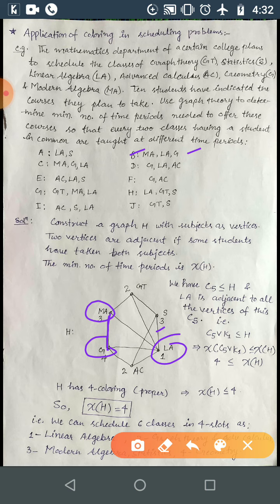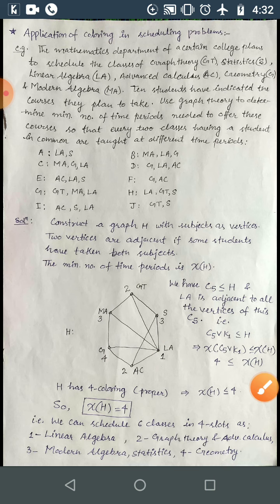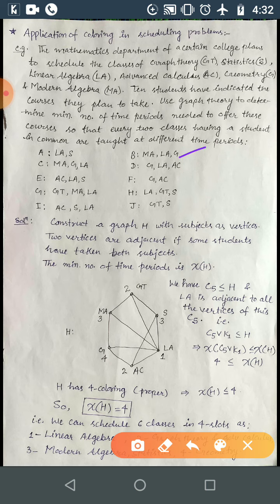So G and LA also have a B student in common, and these have a B student in common, okay. Whenever a student has taken three courses, there will be a triangle representing them, and whenever a student has taken two courses, there will be an edge representing them, okay. So here I have, like this, C has taken MA, G, LA. So C has also taken the same courses that B has taken, correct.